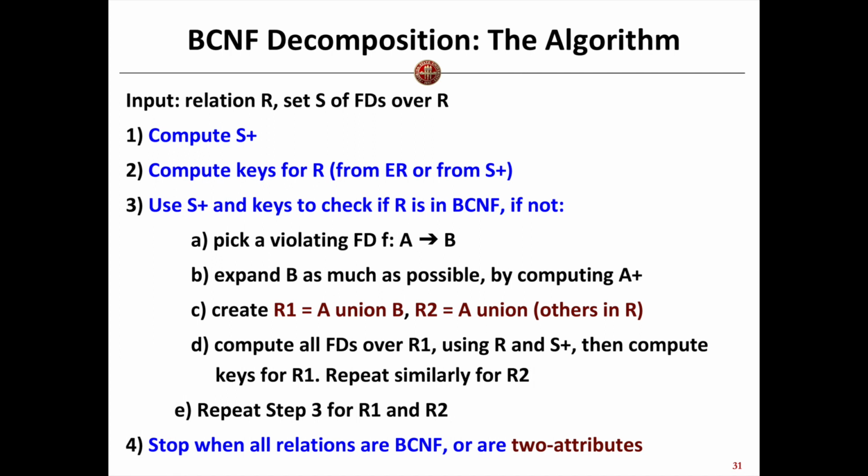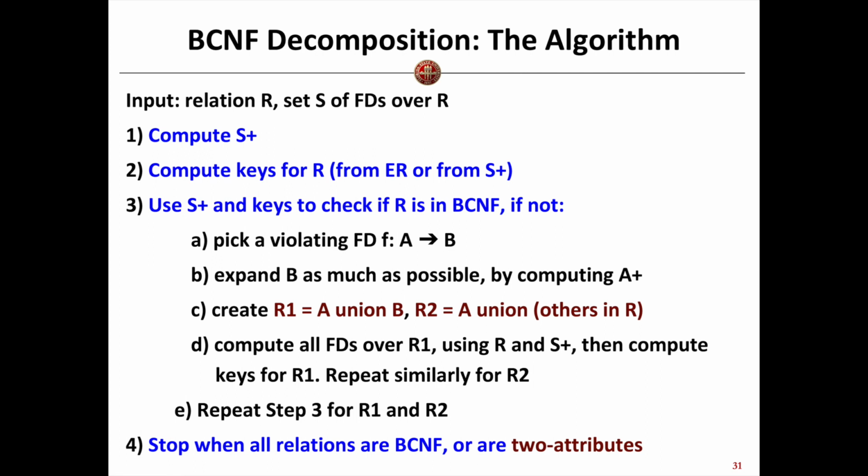In the algorithm, we first compute the FD closure, which can be denoted as S plus. At the same time, we can also compute the keys for the relation based on the knowledge we have from before, right? Based on the S closure together with the keys, we can check if the relation R is in the BC normal form or not. If not, then we can find one violating FD, which is A implies B.